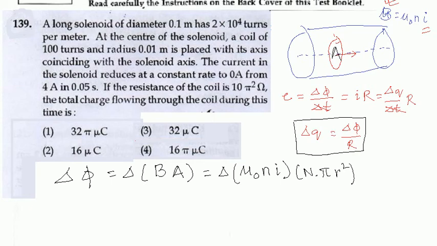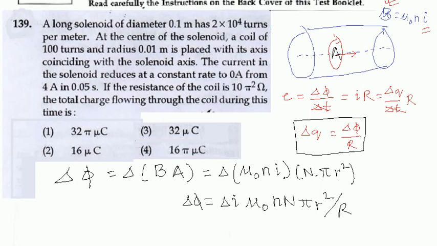Here del will be with the current. You see, what is given is that the current is changing at a constant rate from 0 ampere to 4 ampere in this much time. So del I will be with mu naught, then n, then capital N, then pi, and then r square. So this is your del phi, and whenever you divide it by R, you will have your result.